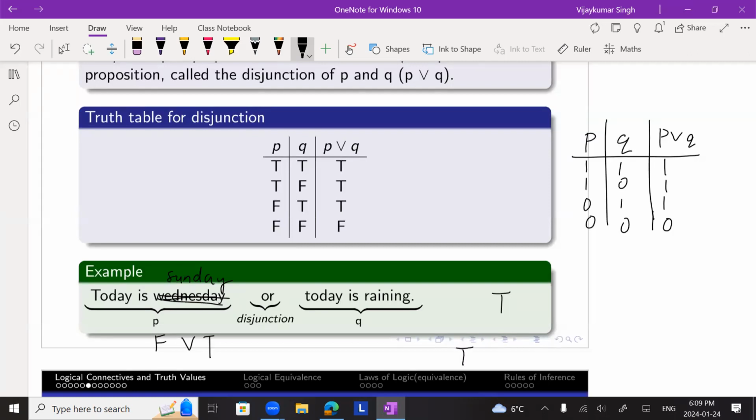So again, I want to emphasize the fact that this whole logic business is about assigning the values of true or false to compound statements, the statements that are combinations of statements. So 3 of them are done: negation, conjunction, which is and, and disjunction, which is or.